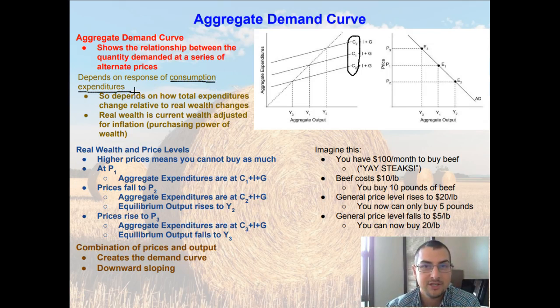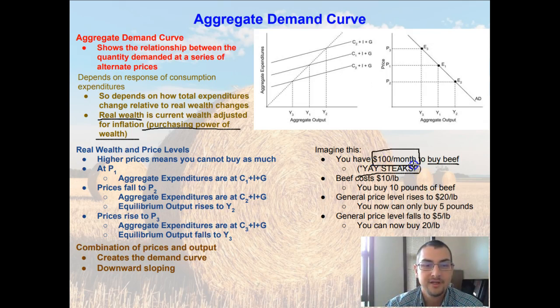So what's causing consumption expenditure to change? Consumption expenditure is changing due to the changes in real wealth, or the purchasing power of that wealth. Whenever we talk about the purchasing power of wealth, imagine this. Imagine that you have a $100 budget per month to buy beef. Yay, steaks! Let's say that you have $100 a month that you can buy steaks with. Now let's assume that the steaks only cost $10 a pound. So how many pounds of beef can you get?